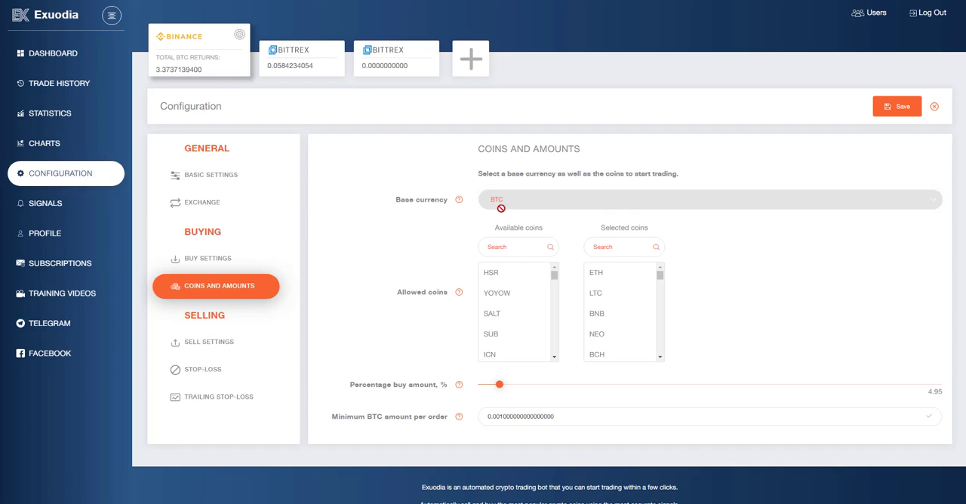Right now the base currency is set to BTC. Later on in the future, we're going to be adding more base currencies like Tether, USDT, and Ethereum. For now, the base currency is BTC.